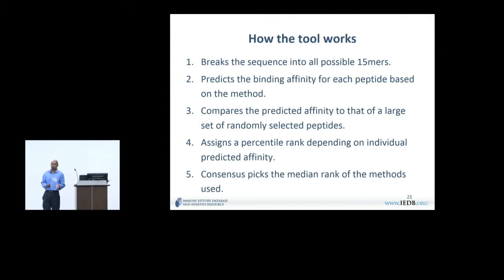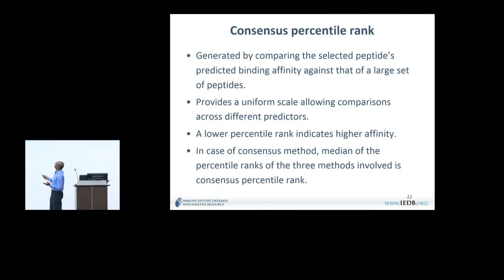And then consensus, as I mentioned earlier, employs three different methods. The consensus percentile rank is the median value of the three percentile ranks from the three different methods. Each percentile rank is generated by comparing the selected peptide's predicted binding affinity against that of a large set of peptides.